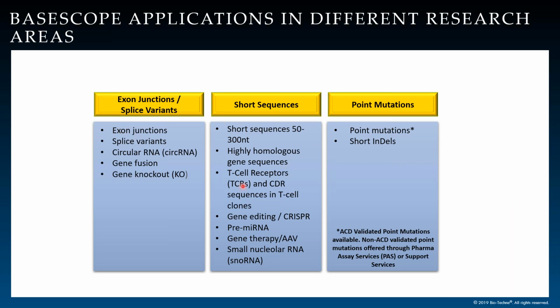And these include your exon junctions or splice variants, which include exon-exon junction detection of certain circular RNAs, which are important in developmental biology, detection of gene fusions, or identification of certain knockout targets. Then you have your short sequence detection, where again, as I mentioned, detection of CDR3 sequences or highly homologous sequences in your target transcript of interest.